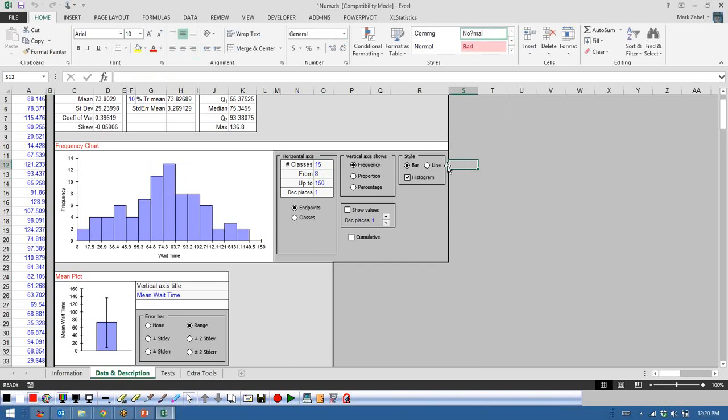Excellent. Okay. So before we go on, how would you describe the shape of this data? Which type of histogram do we have here? Pretty close to a bell curve. Yeah, it looks pretty much like a bell curve, right? Excellent. All right. Well, great job.